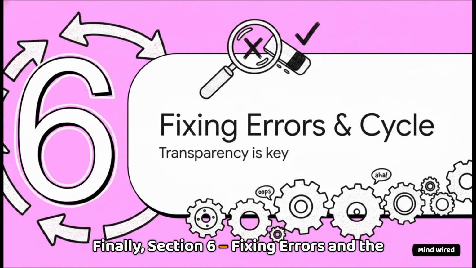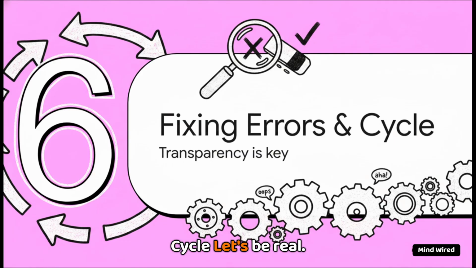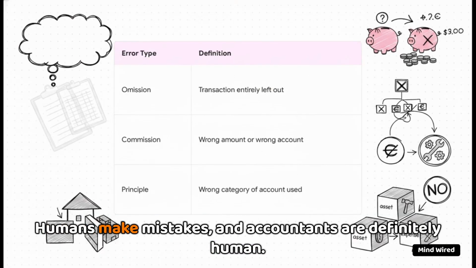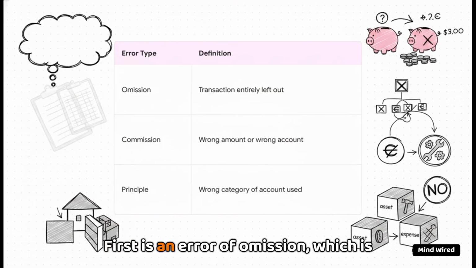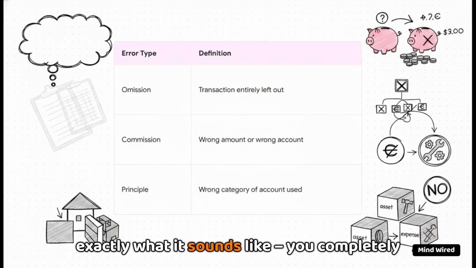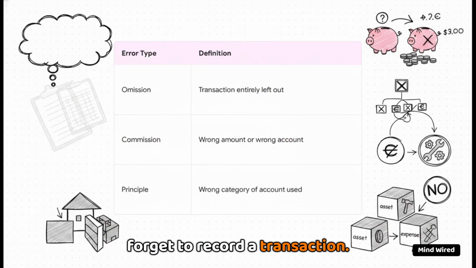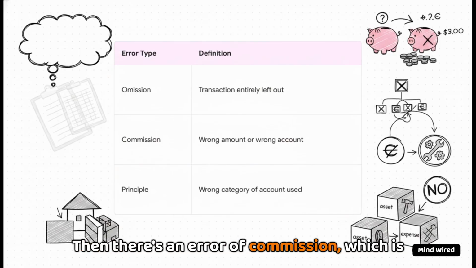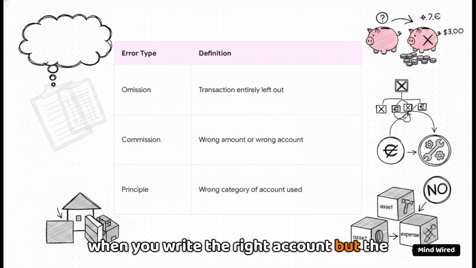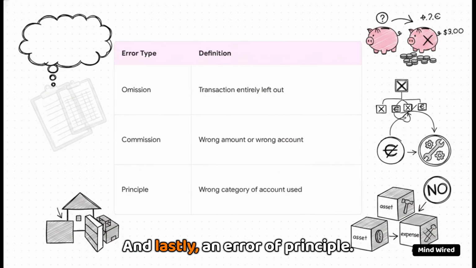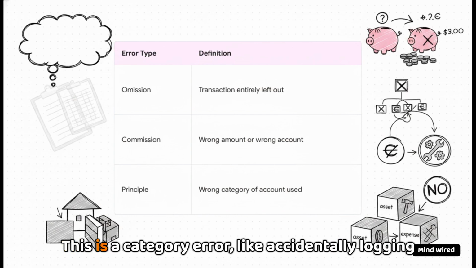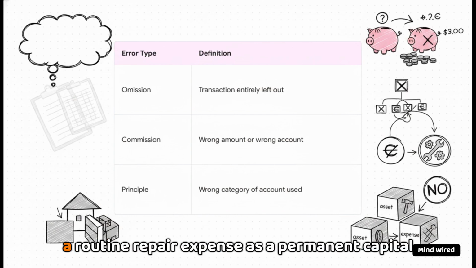Finally, Section 6, Fixing Errors and the Cycle. Let's be real. Humans make mistakes, and accountants are definitely human. There are a few classic blunders you'll probably encounter. First is an error of omission, which is exactly what it sounds like. You completely forget to record a transaction. Then there's an error of commission, which is when you write the right account but the totally wrong number, like writing 500 instead of 5,000. And lastly, an error of principle. This is a category error, like accidentally logging a routine repair expense as a permanent capital asset.